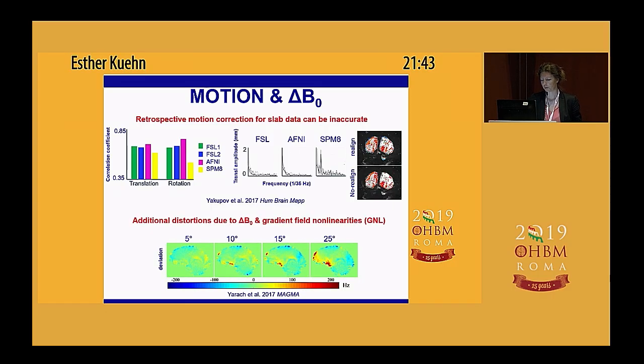And another problem, of course, is not only that with small slab data of high signal intensity changes the motion itself cannot be corrected, but you also have strong effects of the change of position within this motion, which then also leads to distortions with respect to gradient field nonlinearities.